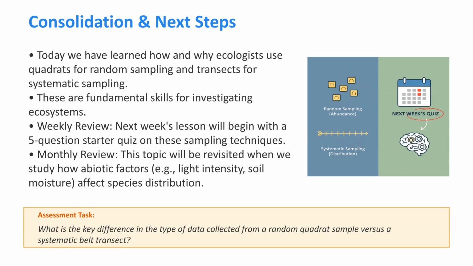In consolidation, we've covered random sampling with quadrats for abundance and systematic sampling with transects for distribution. Next week, we'll start with a quiz, and later we'll revisit this topic when studying abiotic factors.